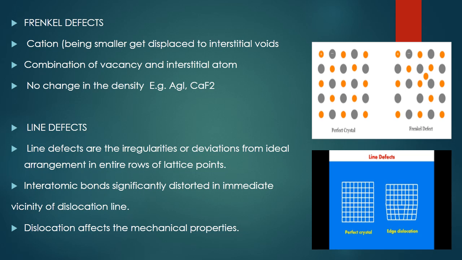The next one is line defects. As we see, these are irregularities or deviations from the ideal arrangement in entire rows of the crystal. You can see the edge dislocation, where the rows of the lattice points are slightly shifted, and there is an irregularity in the deviation of the atoms present. Interatomic bonds are significantly distorted in the immediate vicinity of the dislocation line. So this dislocation density, the line defects, also affects the mechanical properties of the material.